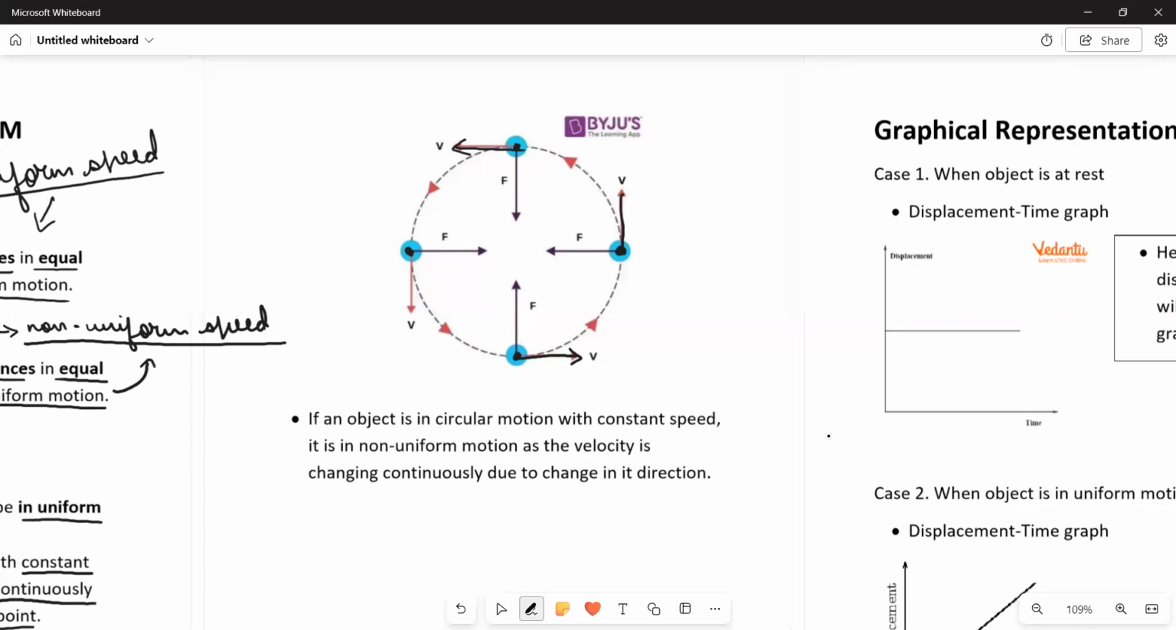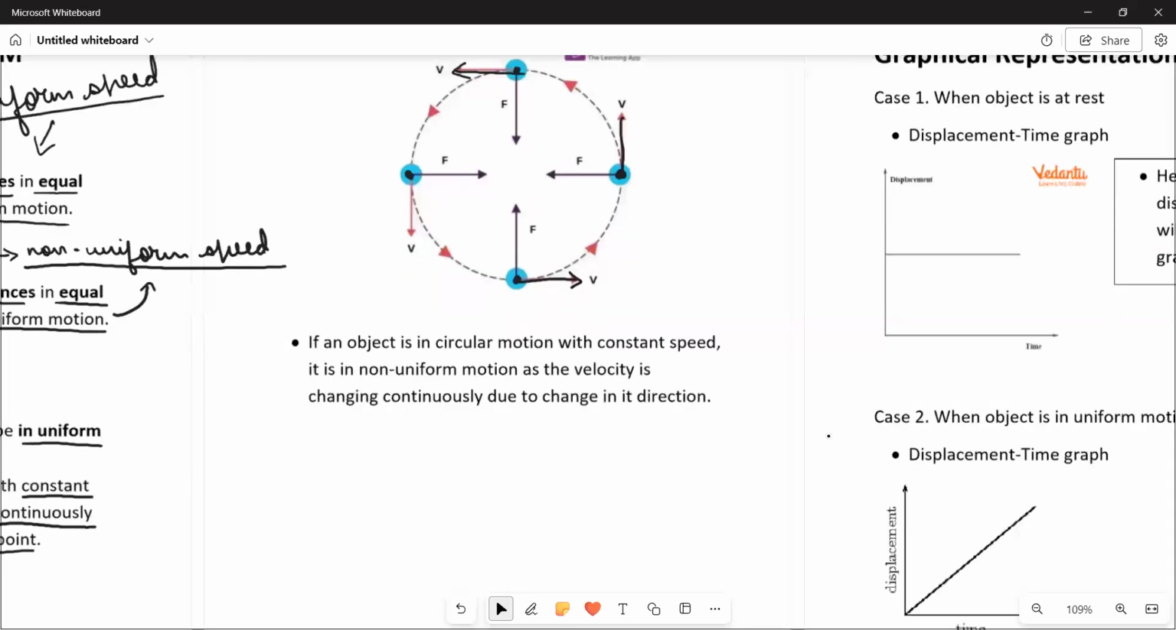So now moving on to our next point. If an object is in circular motion with constant speed, it is in non-uniform motion. We have already discussed that whenever we get constant speed, it will always be in uniform motion, but it is saying it is in non-uniform motion. Why? Now we'll check that.